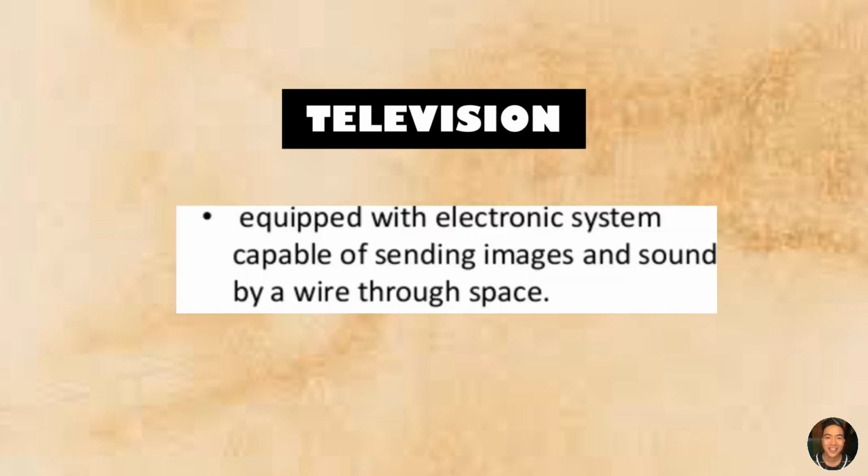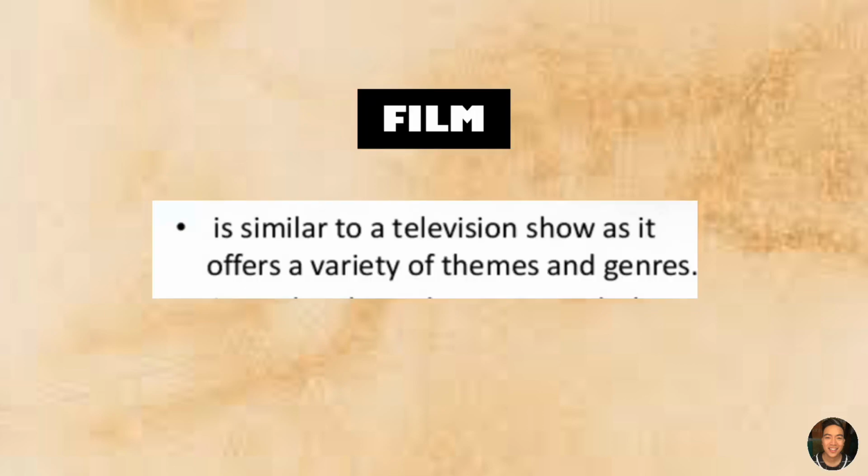Another is television. One of the most visible appliances at home is television. It is equipped with an electronic system capable of sending images and sound by a wire through space. Third is film, and this is similar to a television show as it offers a variety of themes and genres. It can be about drama, comedy, horror, action, animation, or documentary. It is also called movies or motion pictures.